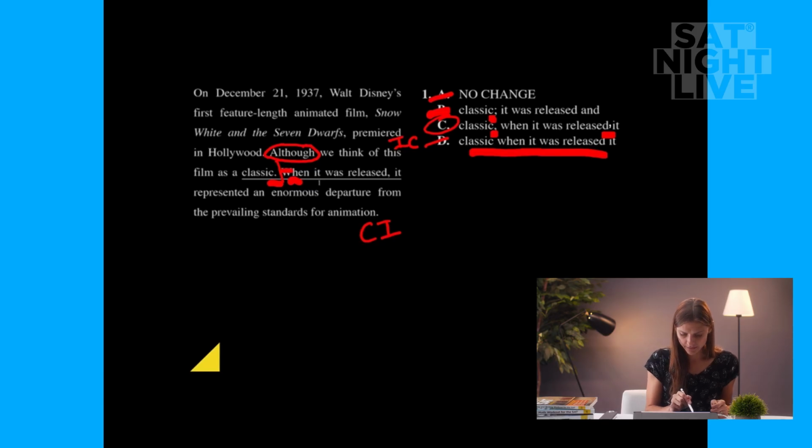Also, you could get rid of this chunk here, "when it was released," because it's being offset by commas, and it would still be okay as written in the sentence. It would say, "Although we think of this film as a classic, it represented an enormous departure from the prevailing standards for animation." So that's another comma rule that I'm not going to get into tonight, but it's unnecessary information, so we can offset that by commas. So those are all the reasons why choice C is the only answer choice that works here.